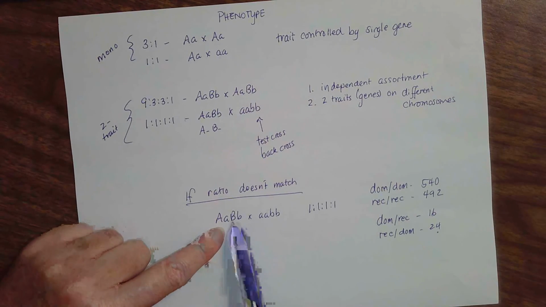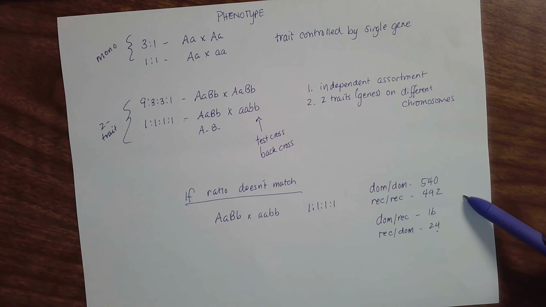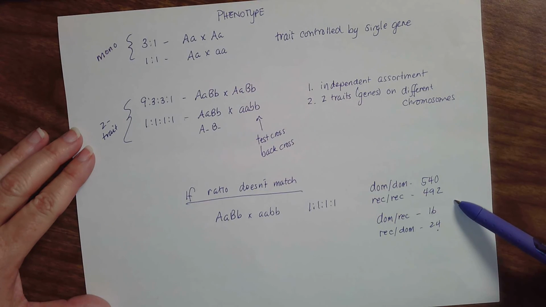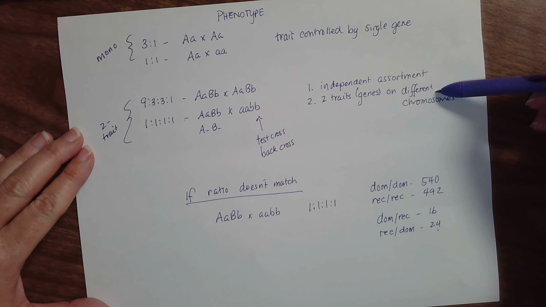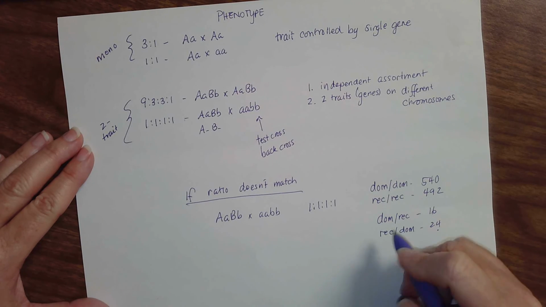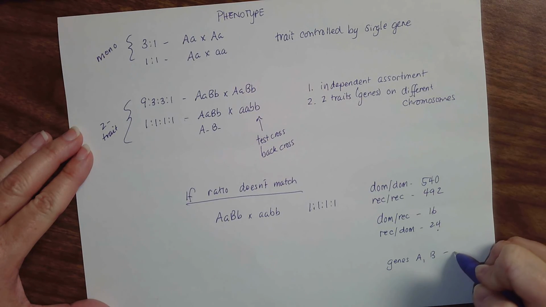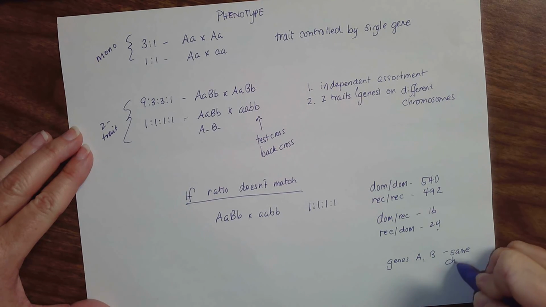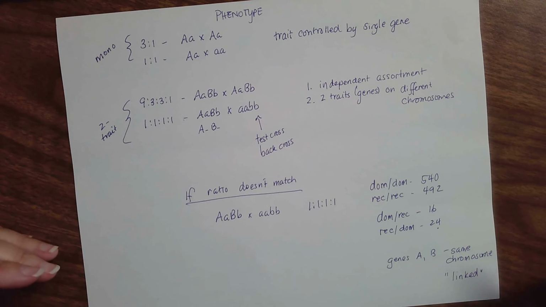So if we're saying that these are the parents and we're expecting this ratio and we don't get this ratio, what this means is that independent assortment is not occurring, and that's because the two genes are on the same chromosome. We are saying that the gene for A and B are on the same chromosome. Another way to say that is that they are linked. That'll be an important concept when we start moving on after spring break.